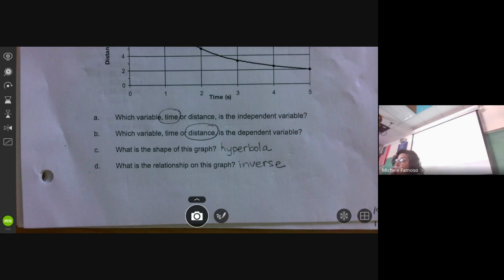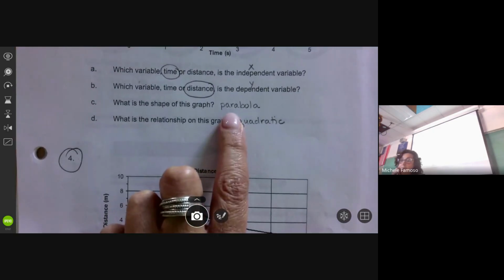Yeah, that's the only relationship that exists with a hyperbola. Just like with a parabola, the only relationship that exists is quadratic. And once it's a curve, there's nothing else for you to do. Anything else? Okay, today's quiz is on your Chromebook.